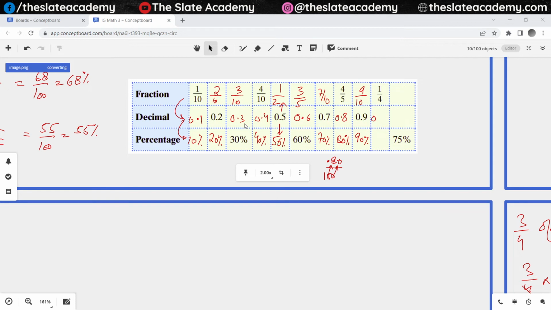No, 0.4 is 40%. 1 over 4 is 0.25, and the percentage would be 25%. 0.25 is equal to 25 by 100, so it would be 25%.